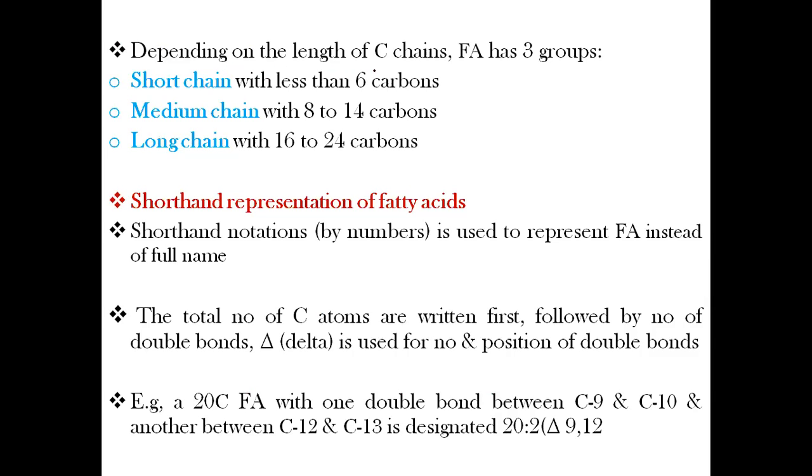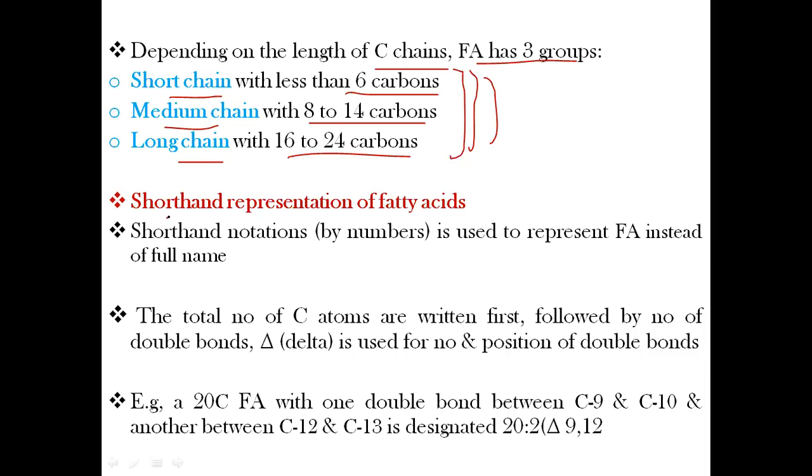Depending on the length of carbon chains, fatty acids have three groups. Number one is short chain, which contains less than 6 carbons. Second one is medium chain, which contains 8 to 14 carbons, and long chain, which contains 16 to 24 carbons. So these are the three classes based on the number of carbons in the chain.